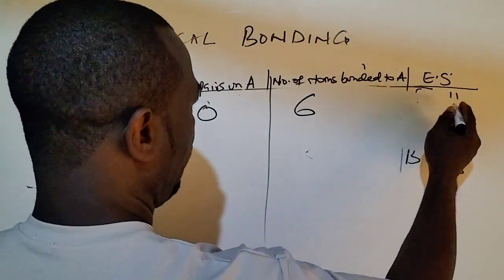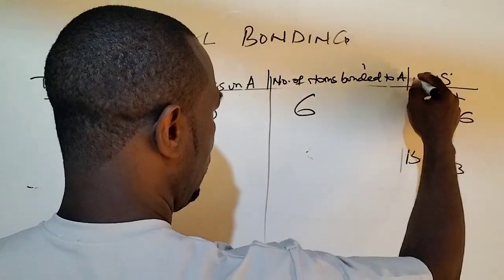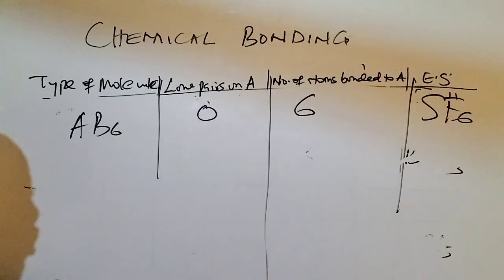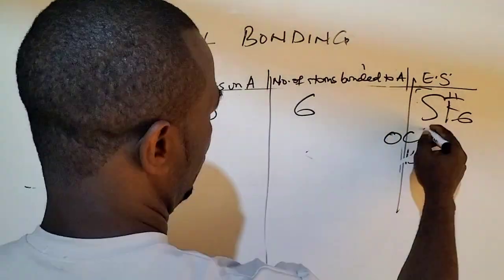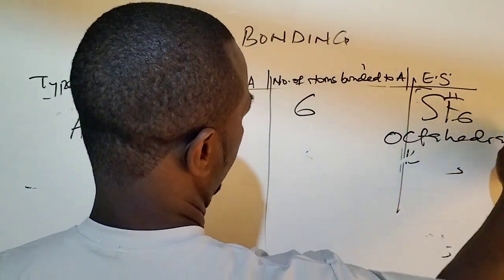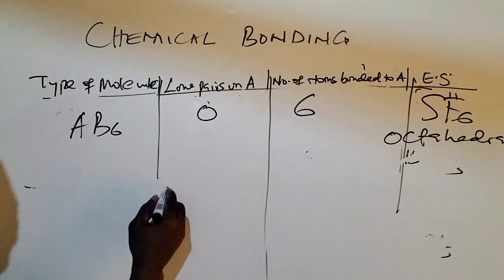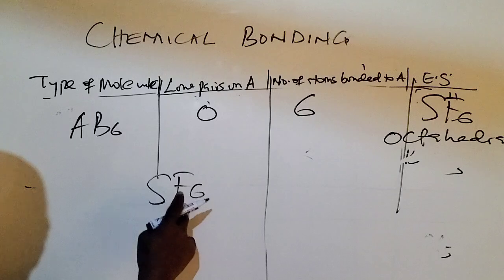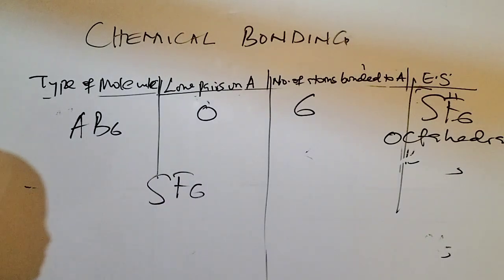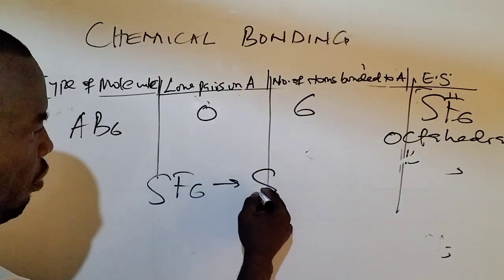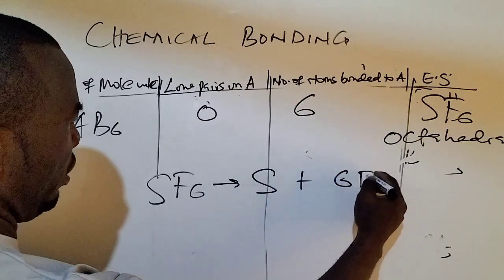Example, maybe sulfur hexafluoride. Such a molecule has what kind of shape? This molecule has what's called octahedral shape. So you can see that. Let's look at the bonding. Sulfur hexafluoride, SF6, that's the formula. We have 1 atom of sulfur and 6 atoms of fluorine.